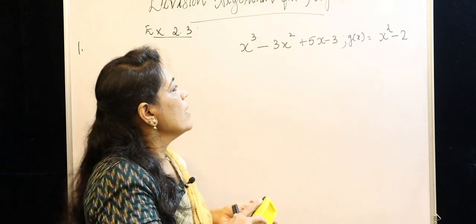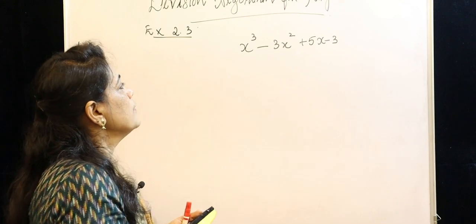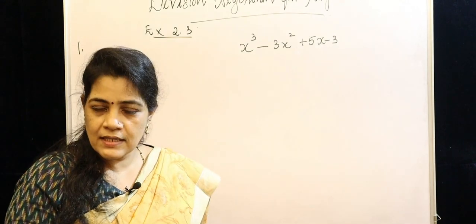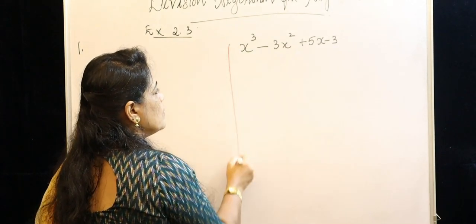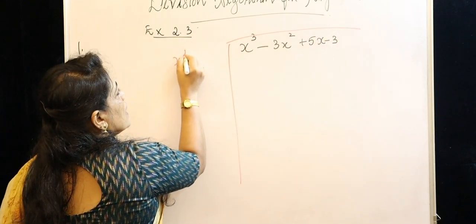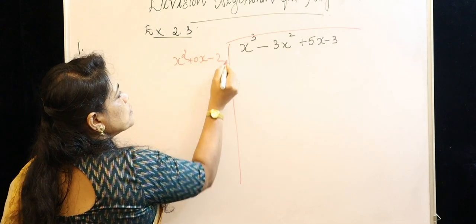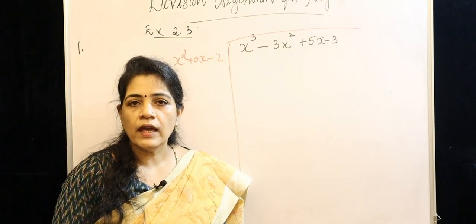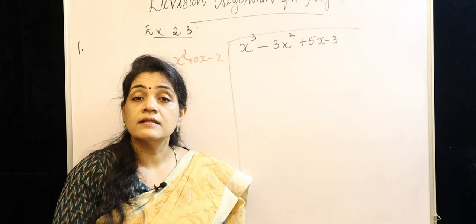So we can write that term by making its coefficient 0. That is the way I am going to solve this problem: divide x cube minus 3x square plus 5x minus 3 by g of x, that is x square plus 0x minus 2. This would be better. And how can that division be started?